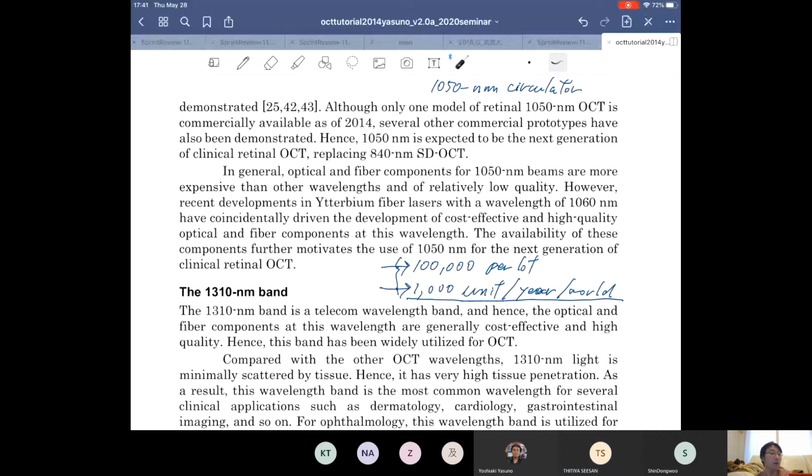But now there were several commercially available 1050 nanometer OCT systems, and it became a kind of second de facto standard of the retina OCT. Okay, so far I was talking about 1050 nanometer. Was it clear for you?